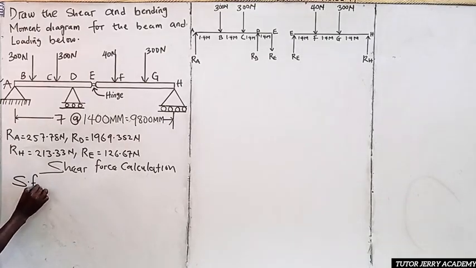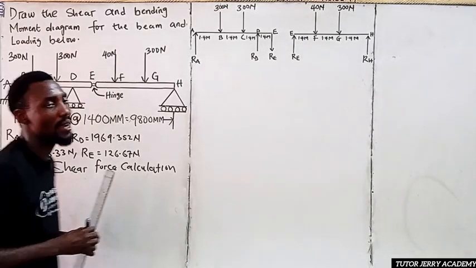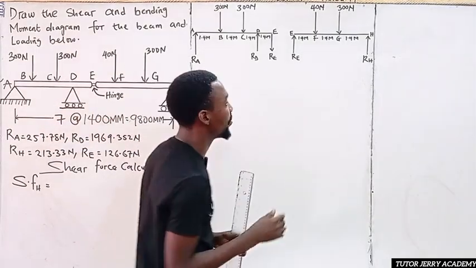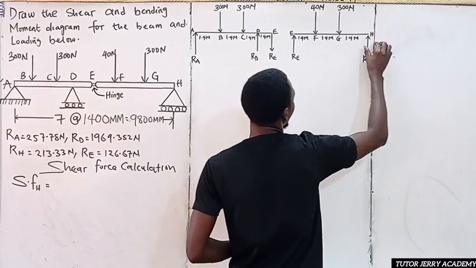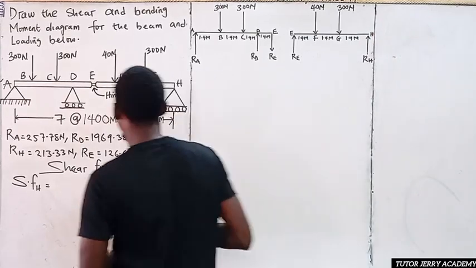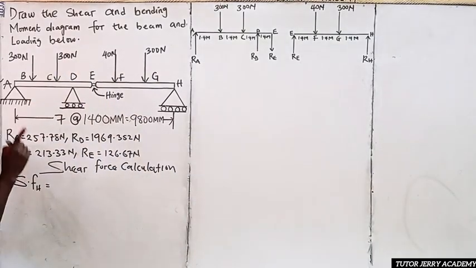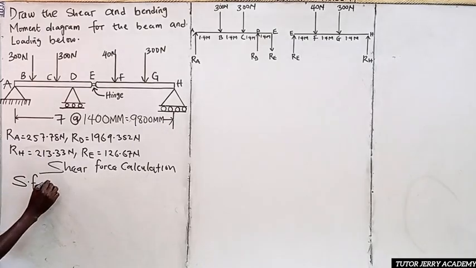Shear force at point H will be equal to, now we are still using upward force positive, downward force negative. Now if you start at this point, the only force you are going to see to your right hand side is just this one here, which is upward, which is RH. That is the reaction at H, and the reaction at H is what?